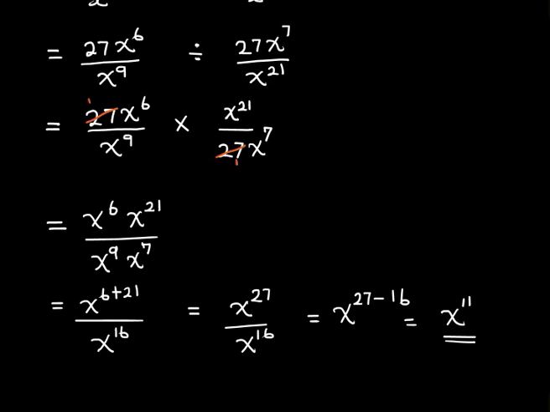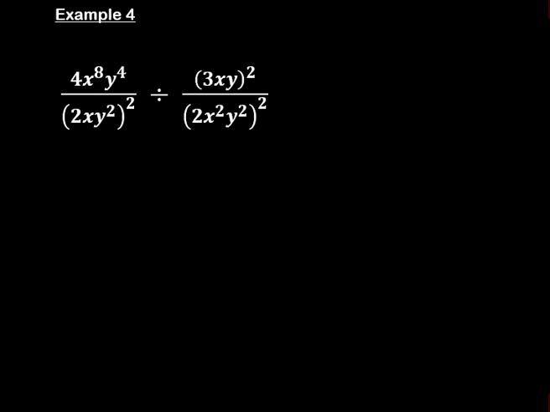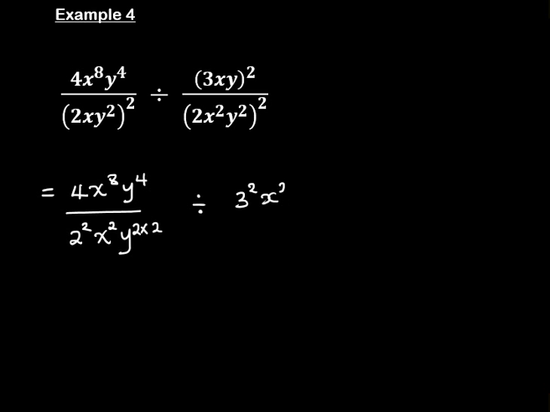And now let's get the final example. So with this, let's have 4x to the power of 8, y to the power of 4, divided by 2, we bring this squared, then x squared, then y squared times 2, divided by 3 squared, x squared, and y squared, divided by 2 squared, x squared times 2, and then y squared times 2.